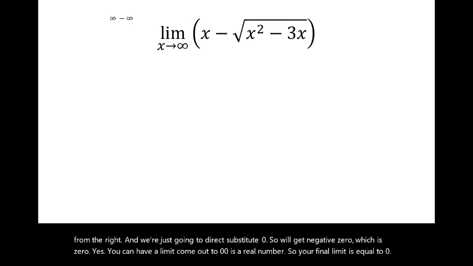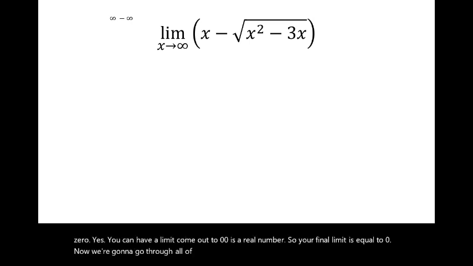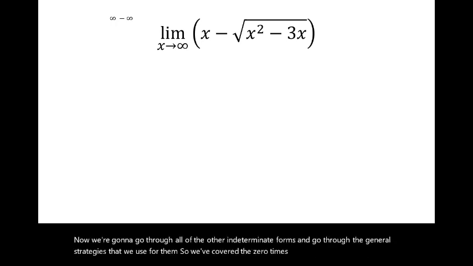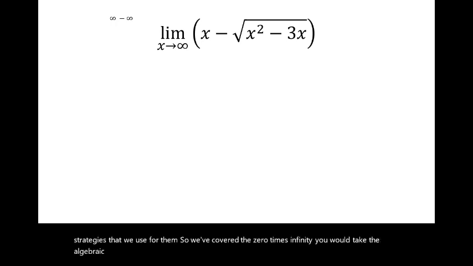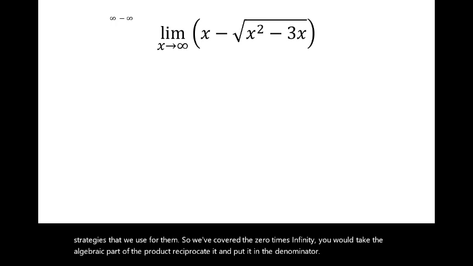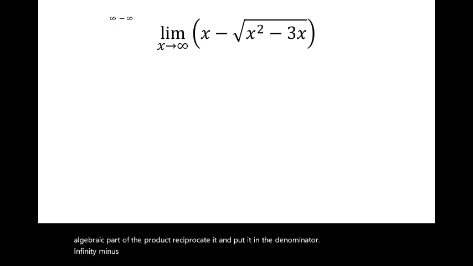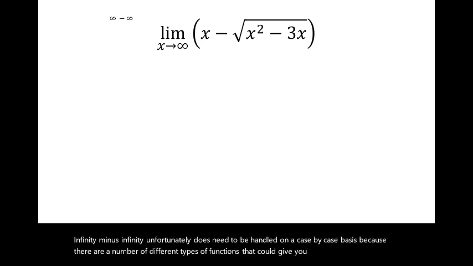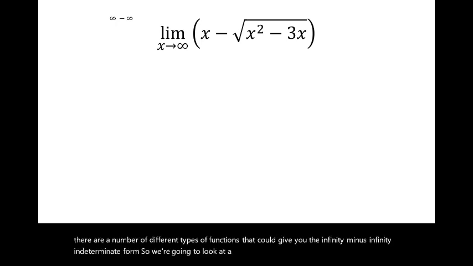Now we're going to go through all of the other indeterminate forms and the general strategies that we use for them. We've covered the 0 times infinity: you would take the algebraic part of the product, reciprocate it, and put it in the denominator. Infinity minus infinity, unfortunately, needs to be handled on a case-by-case basis, because there are a number of different types of functions that could give you the infinity minus infinity indeterminate form. So we're going to look at a couple of the more common ones.